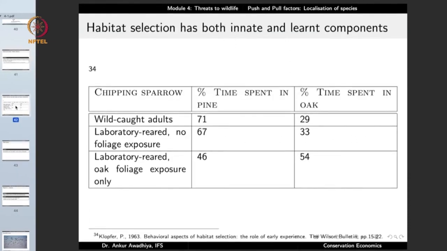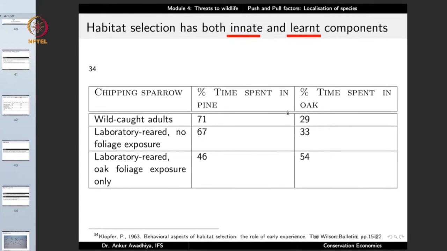And a good example is the chipping sparrow. Now, this experiment was done to demonstrate that habitat selection has both innate and learned responses. Innate means a response that is present from birth, and learned is something that the organism learns after it has been born. So in the case of natural chipping sparrows, the wild caught adults, if you catch the birds that have grown in the wild conditions, and if you put them into a situation where they can spend time on pine trees or they can spend time on the oak trees, we'll observe that as much as 71% of the time is spent on the pine trees. So the majority of time is spent on the pine trees, and only 29% of time is spent on the oak trees.